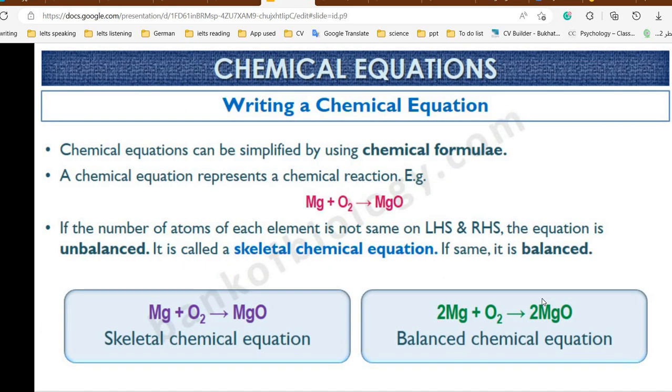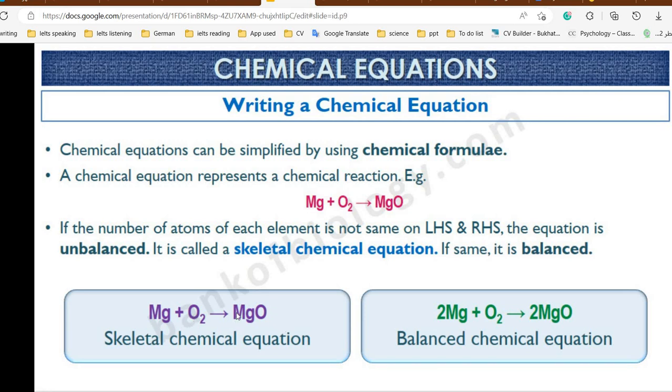Writing the chemical equations. Chemical equations can be simplified by something called the chemical formula. I'm going to describe each element or reactant with a formula. Magnesium will be Mg, oxygen O2, magnesium oxide MgO. This is unbalanced because here we have only one atom of magnesium, and here we have two.